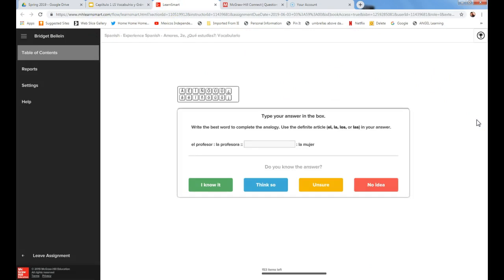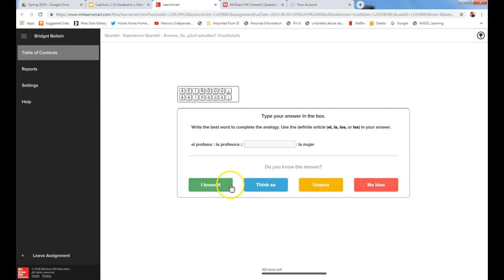And some of them are in Spanish, and so it can get complicated. So vamos a ver. Write the best word to complete the analogy. Use the definite article el, la, los, or las in your answer. So you have el profesor, la profesora. So, and there's four options down here, and it doesn't matter which one you pick. It's just trying to give an idea of how well you know something.